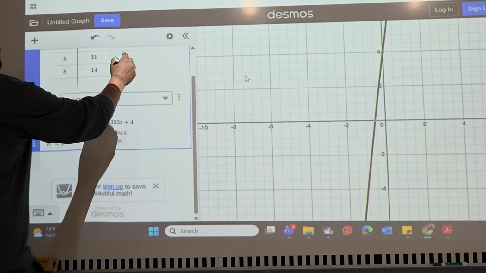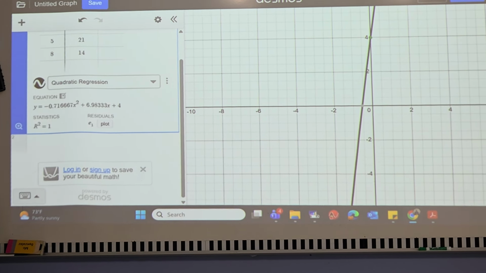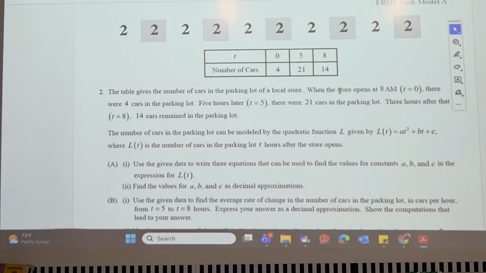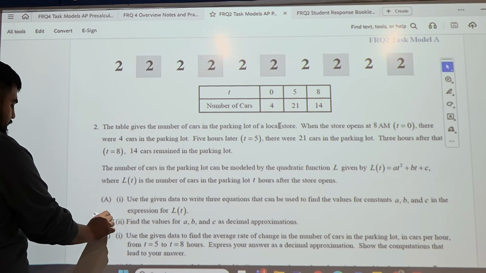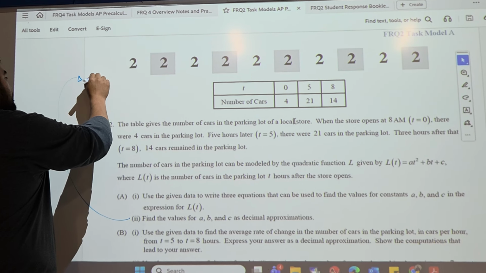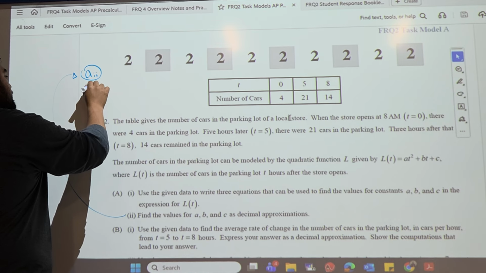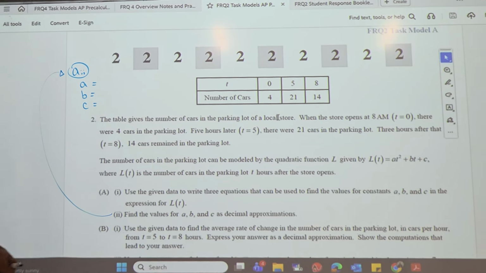So let me go back over here. All right. Let me see where I have them. Oh, perfect. So I'm going to have, where is it? A2. I'm going to have 1, 2. Right, so I need a value of A, value of B, and a value of C.